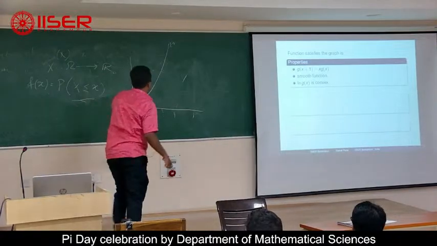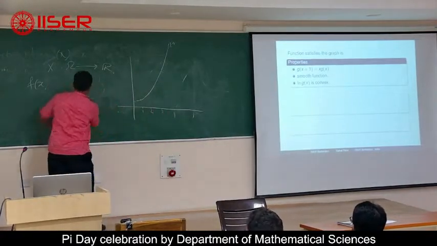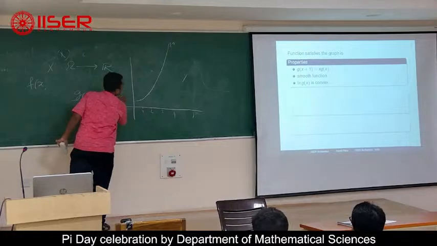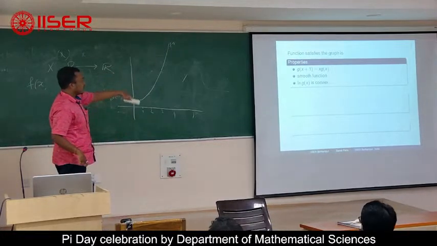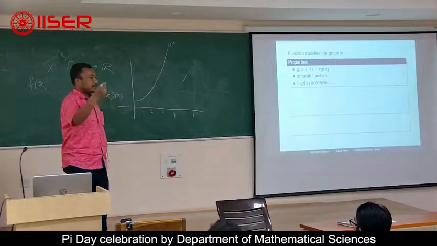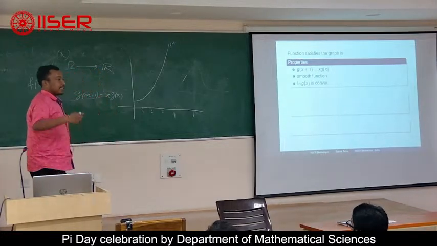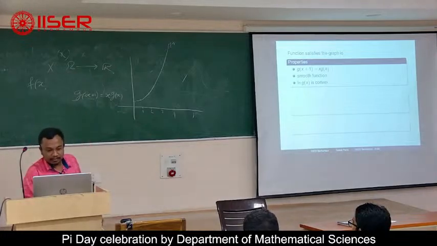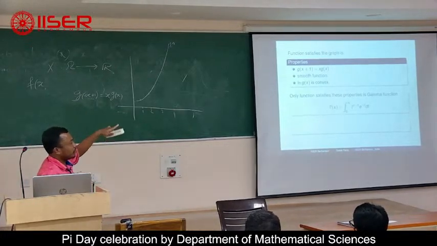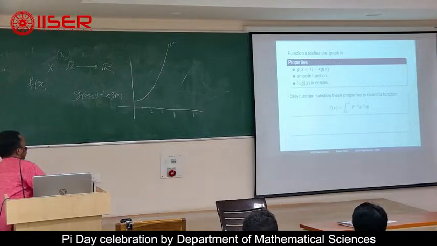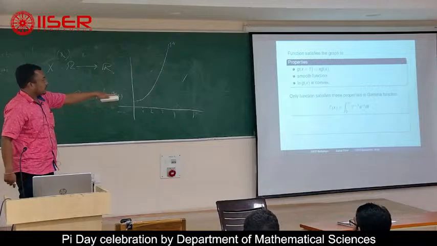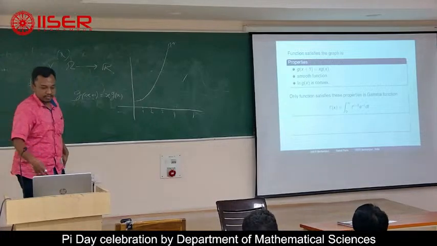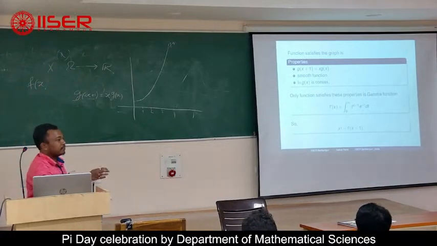And it satisfies g of x plus 1 equal to x times g of x, and the log of g of x becomes convex if you draw it. So the only function satisfying these three properties is the gamma function, which is gamma of x equal to the integral from 0 to infinity of t to the power x minus 1 times e to the power minus t dt. From here we get that x factorial is gamma of x plus 1.